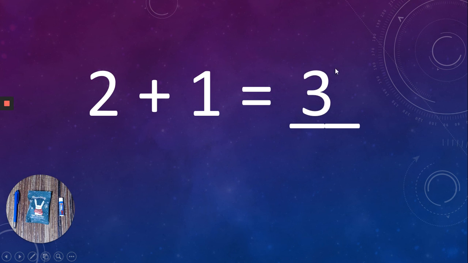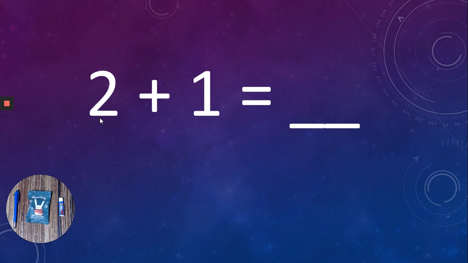Even though they're different things, when we counted 2 things plus 1 thing, we still got the answer 3. This is called generalizing. Even though some things are different, other things remain the same. Even though our 2 things are different, 2 still means the same thing.